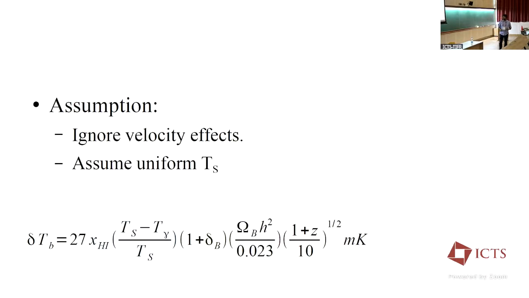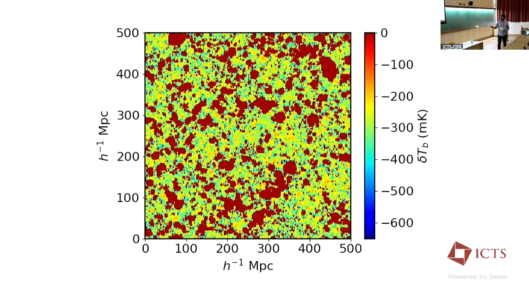Easy. So these are the assumptions we are making. We are ignoring the velocity effects, assuming uniform spin temperature, and using this equation, dropping the velocity term. Doing that, you will be able to produce a brightness temperature cube, and this is showing a slice from it.